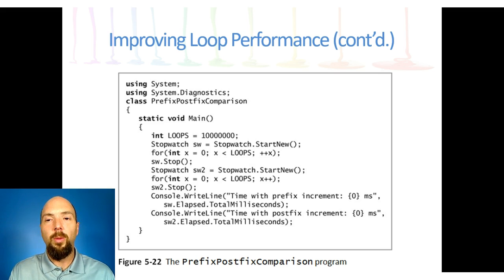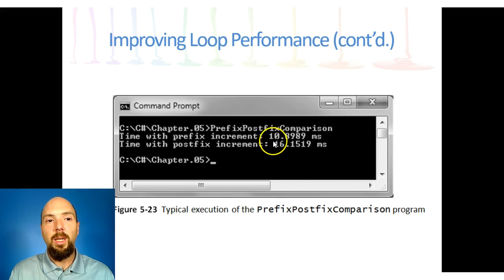Alright, so in our program here, we're going to do the exact same thing we did before. We have a stopwatch, and our stopwatch is counting from 0 up to 1 million, and we have a prefix operator here, so we're saying add 1 to x, and then perform the calculation. And then this one here, we have x, and then we add 1 to it. What we're doing is the exact same number of iterations, but you can see that the one where we do the prefix actually runs much faster, 6 milliseconds faster.